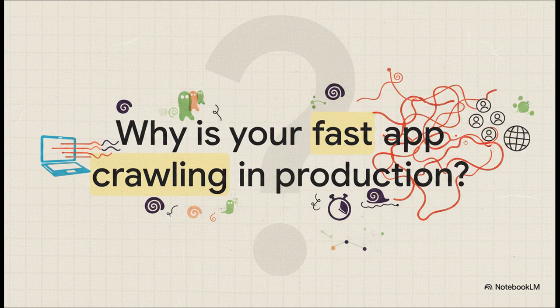So let's start with the question that drives so many developers crazy. Your app is blazing fast locally. Why does it suddenly feel like it's running through molasses the moment it hits a production environment with real users and real data? Well, the answer often lies in all the things you just can't see on your laptop.